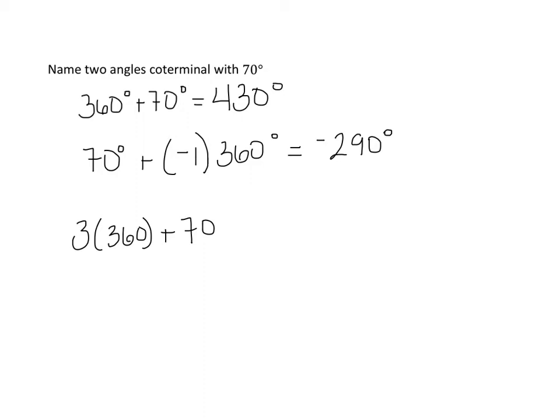In the negative direction, you could multiply -3 times 360, or whatever value. Pay attention to the fact that we are always adding or subtracting multiples of 360 degrees.